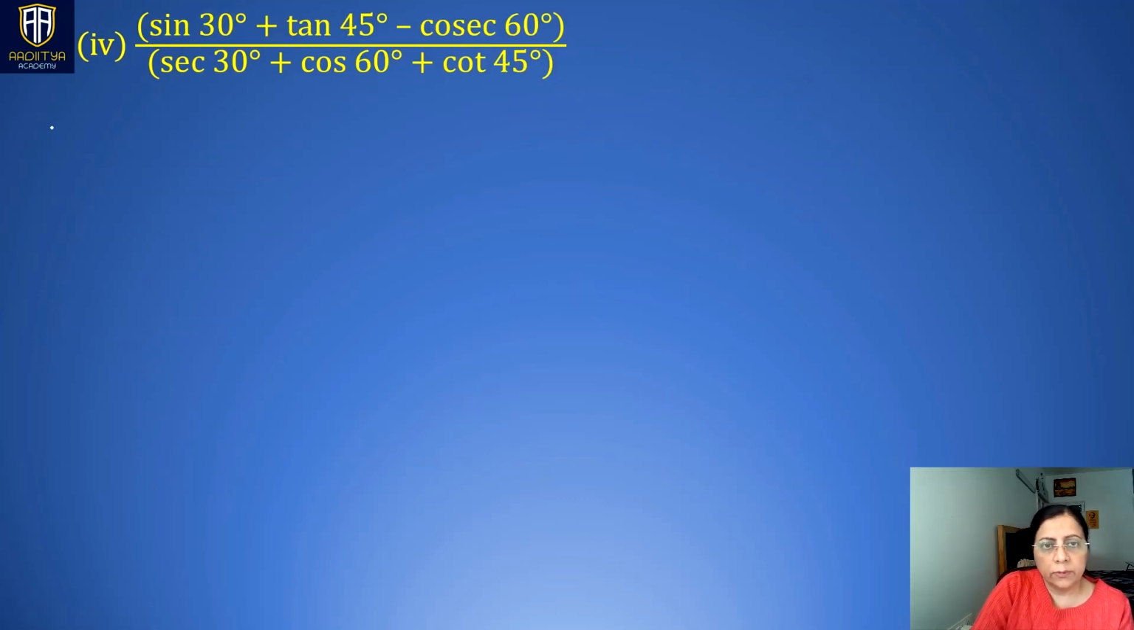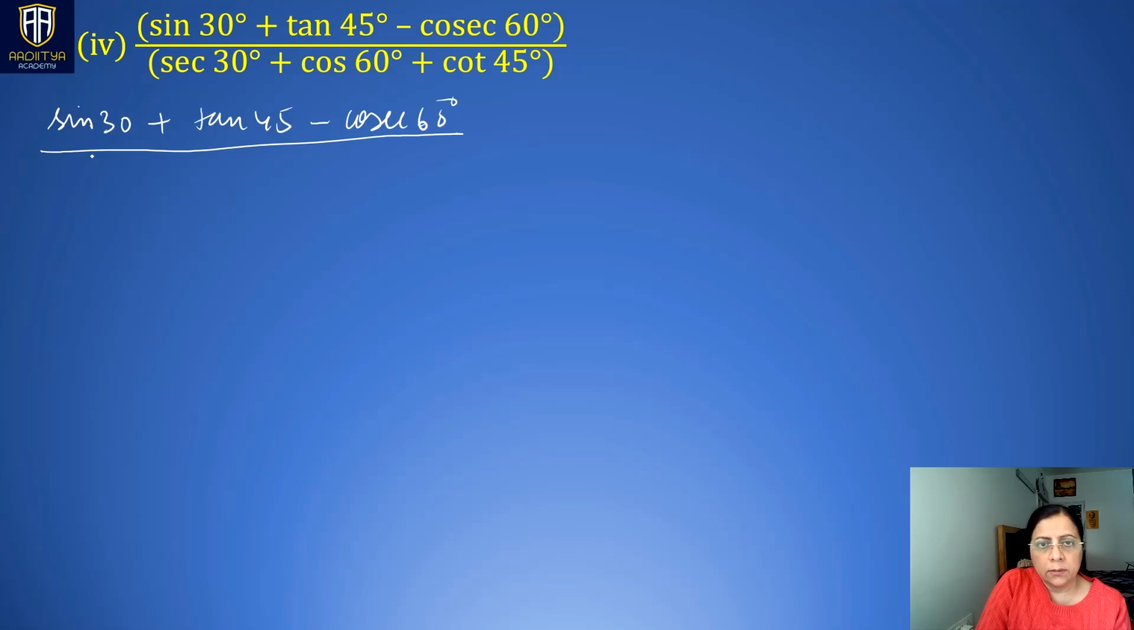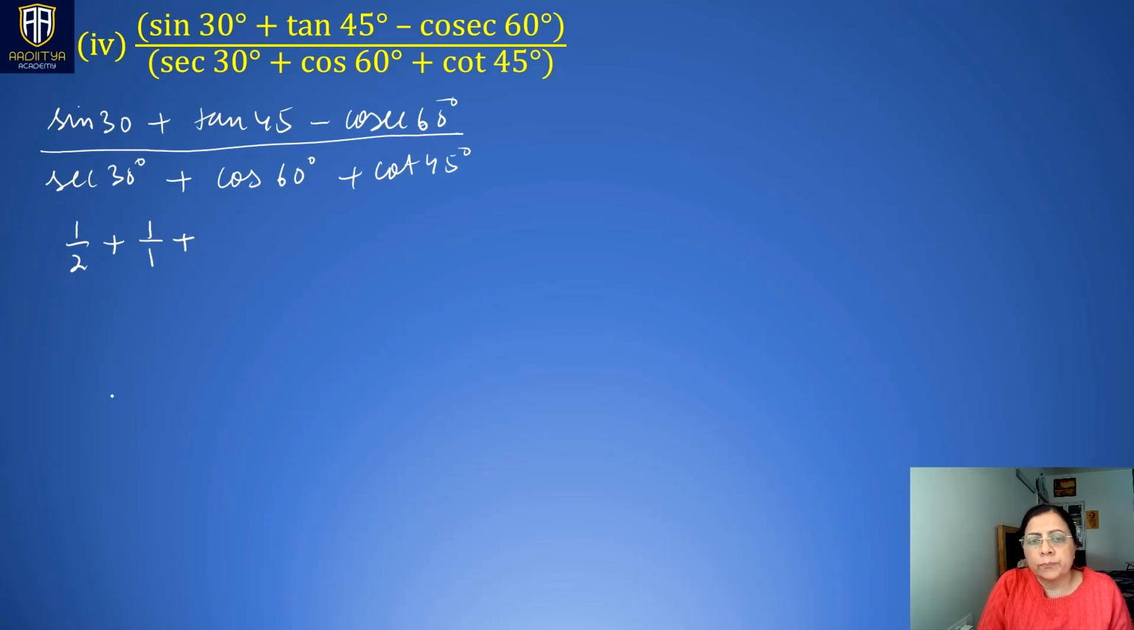Next we have sine 30 plus tan 45 minus cosec 60 degree divided by secant of 30 degree plus cos of 60 degree plus cot 45. Sin 30 is half. Tan 45 is 1. We can write this as 1 by 1. Then we have minus cosec 60. Sin 60 is root 3 by 2. So this becomes 2 upon root 3.